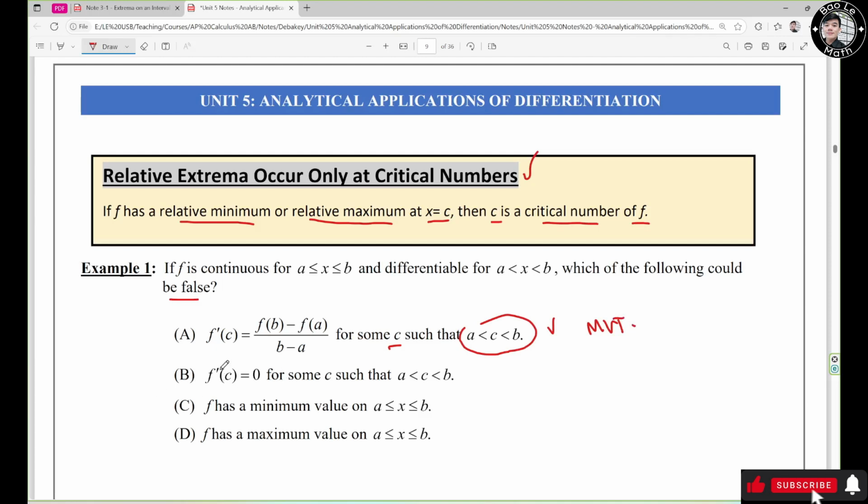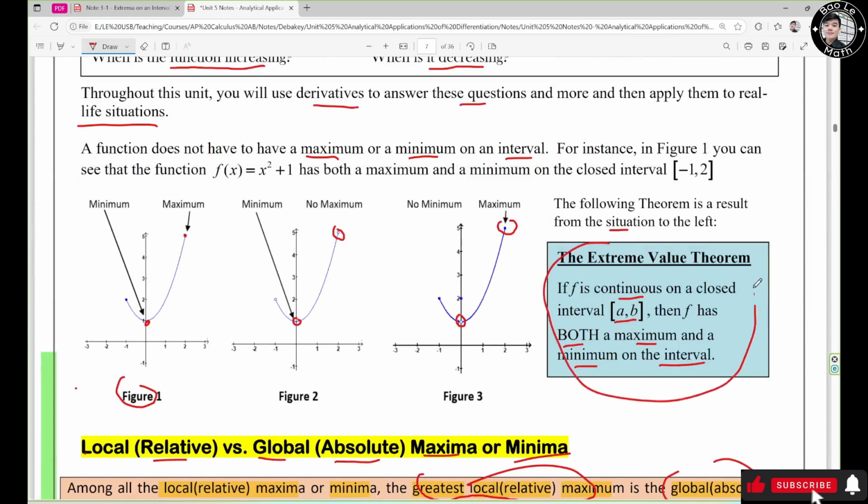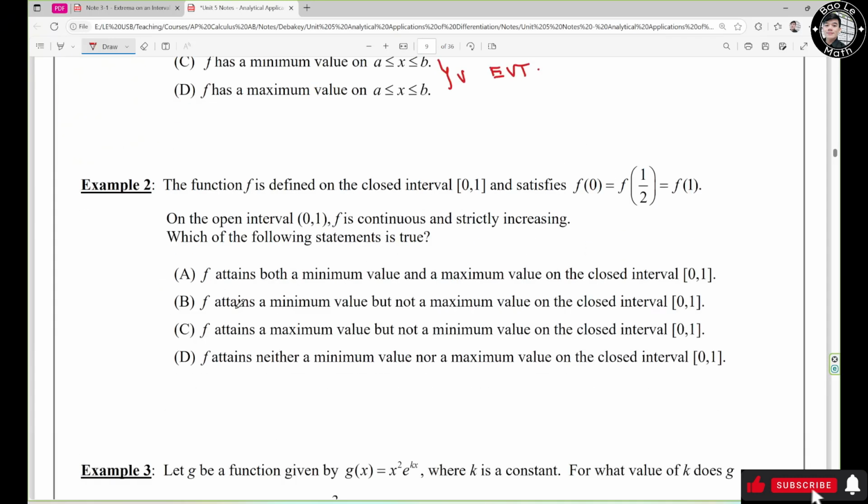Now, answer choice B. F prime of c equals 0 for some c such that c is between a and b. This is not always true, right? By Rolle's theorem, f of a must equal f of b, right? So this one is false. Choices C and D: the function f has a minimum or maximum value on the closed interval a, b. This is always true by the extreme value theorem, which we just learned right here, right? The final answer must be B, which could be false.